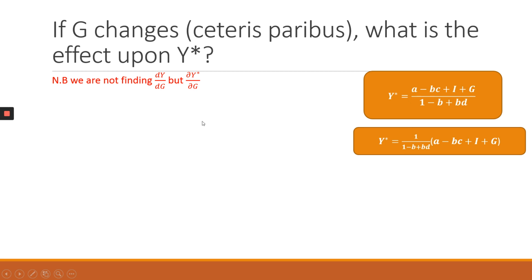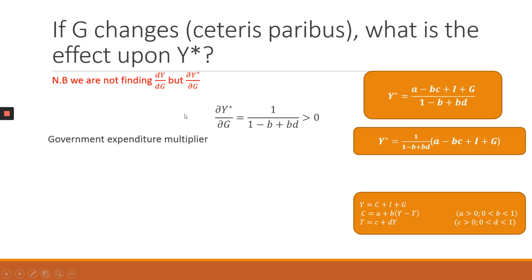So when you differentiate that function, the partial derivative of y star with respect to G, it will work out as 1 over 1 minus b plus bd, because this is the constant that will be attached to this G. And this G is raised to the power of 1. So when you differentiate it, the answer will be the constant, right? And we interpret this solution as the government expenditure multiplier, right?